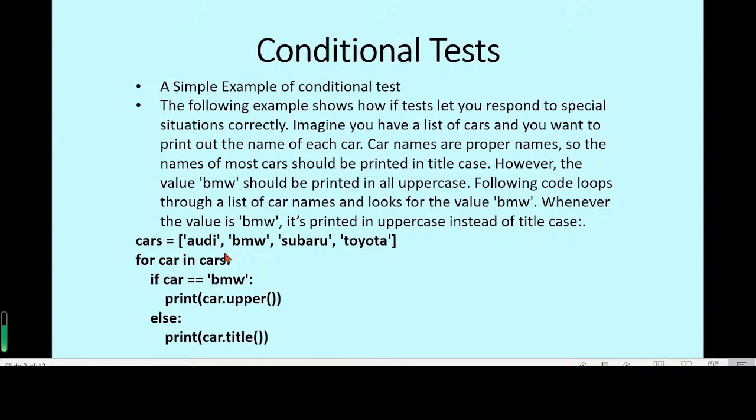So this is a car list with 4 cars inside, and we write a for loop. So for car in cars, if this car equals BMW, then we print out this car's uppercase. Else, so if the car is not BMW, we run the statement inside the else, then print this car in title form.